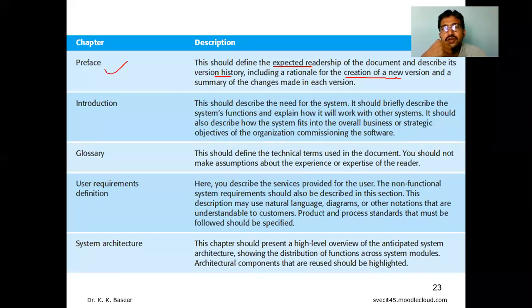The preface talks about the version history and how you connect the previous version of the documentation with this version, or any special thing in this documentation. After the introduction part, if you want, you can also add the glossary. Glossary means any technical terms; if you require, you can add your experiences as well. And the user requirement definition is already there in the third chapter, that is the third section.